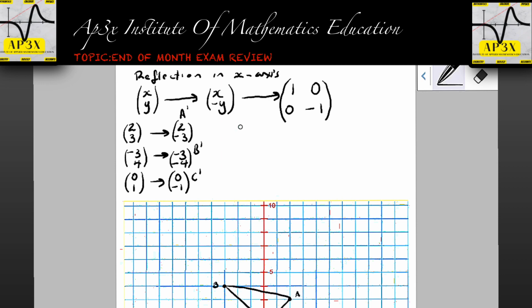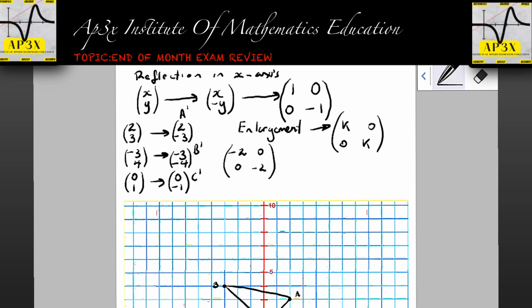So when it comes to enlargement, let's just write that down. Enlargement has a scalar matrix. It's basically a 2 by 2 matrix where, because the scale factor is k, the matrix is going to be k, 0, 0, k. K represents the scale factor, and in this case they say that it's an enlargement of -2. So therefore my enlargement matrix is going to be -2, 0, 0, -2.